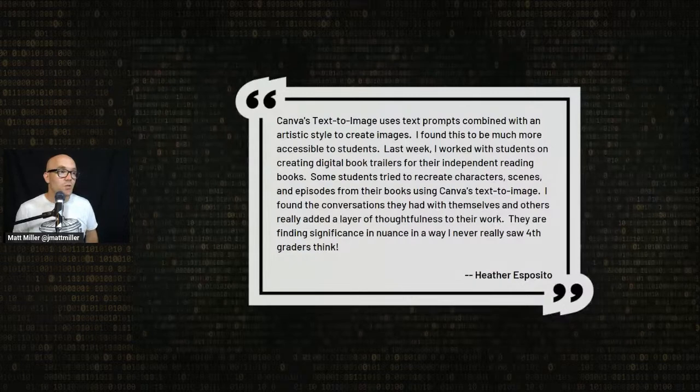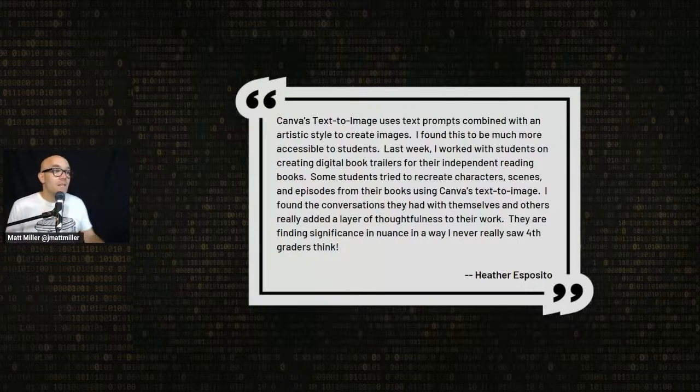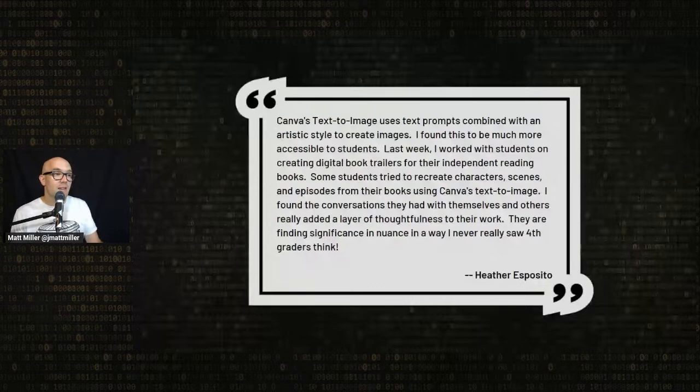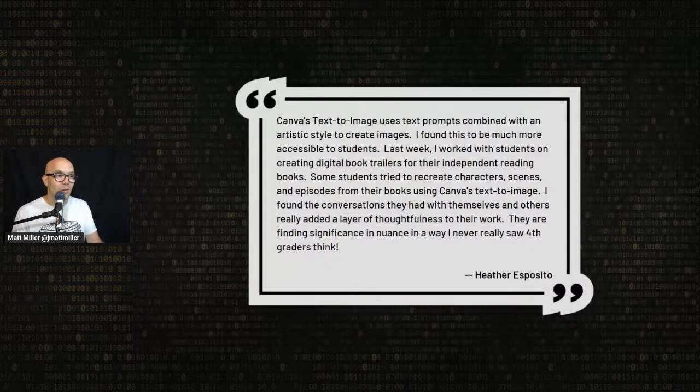Last week, I worked with students creating digital book trailers for the independent reading books. Cool activity, by the way. Some students tried to recreate characters, scenes, and episodes from their books using text to image. And I found the conversations they had with themselves and others really added a layer of thoughtfulness to their work. They were probably prompt engineering and talking about what they got, I'm guessing. They're finding significance in nuance in a way I never really saw fourth graders think.